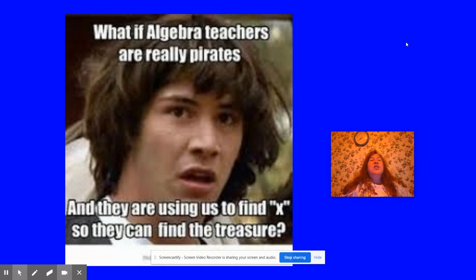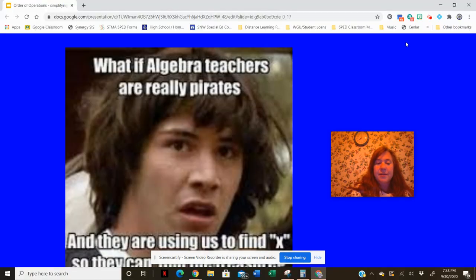So here's the question I want you to think about. What if algebra teachers are really pirates and they are using us to find X so they can find the treasure? I'm going to let you guys think about that one a little bit, and you can tell me if you think that algebra teachers are or are not pirates.